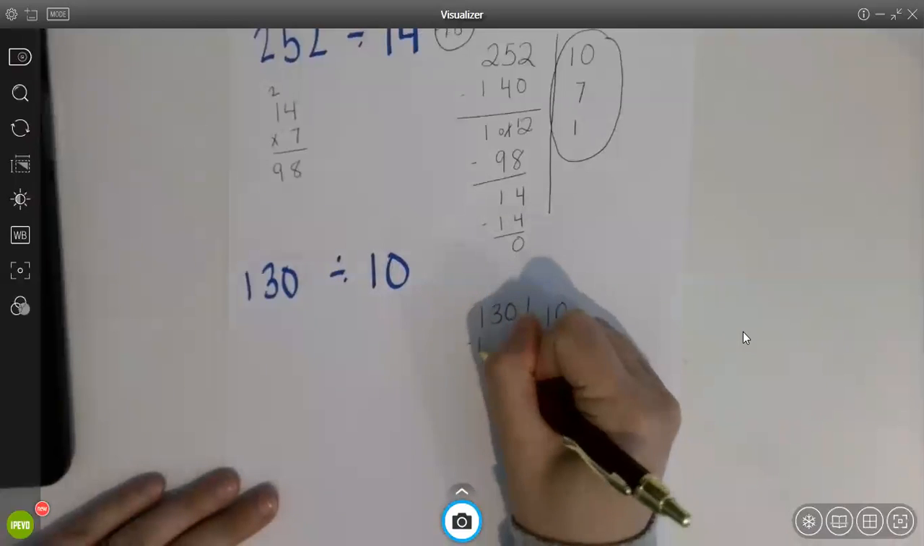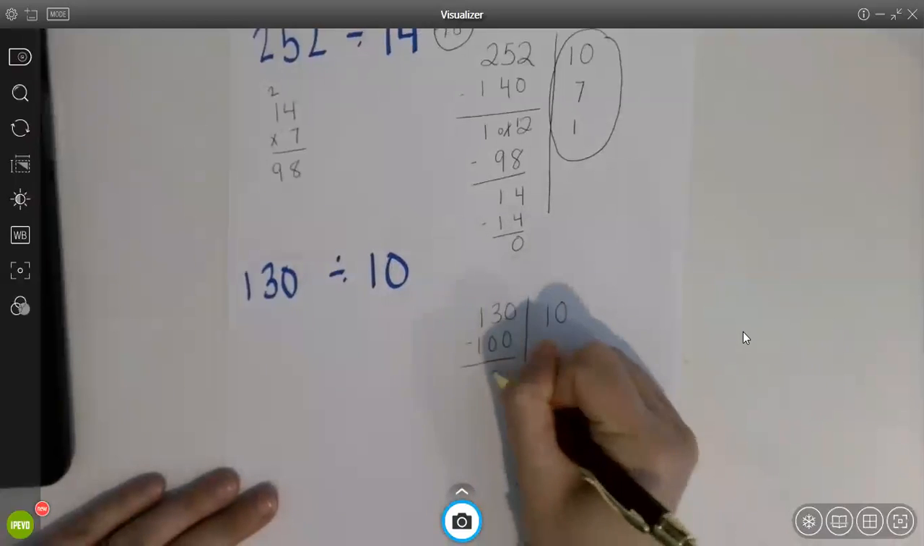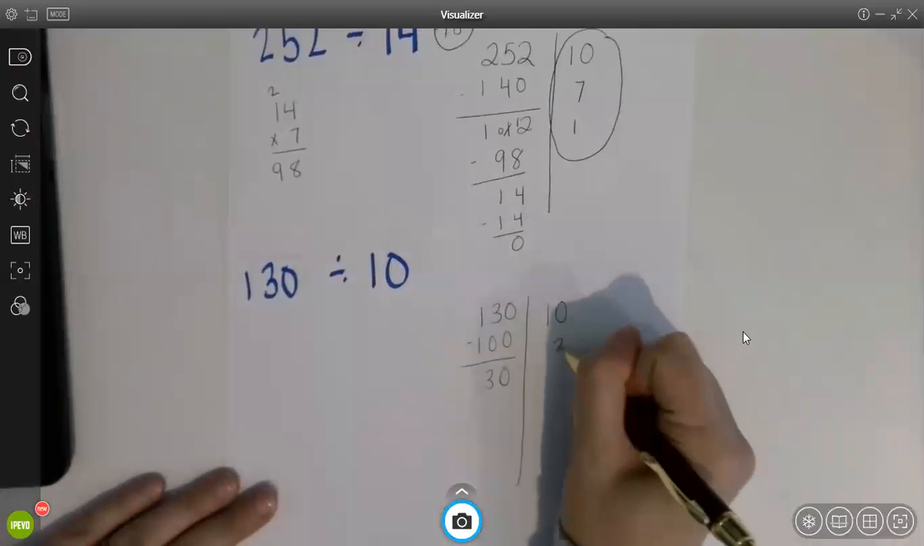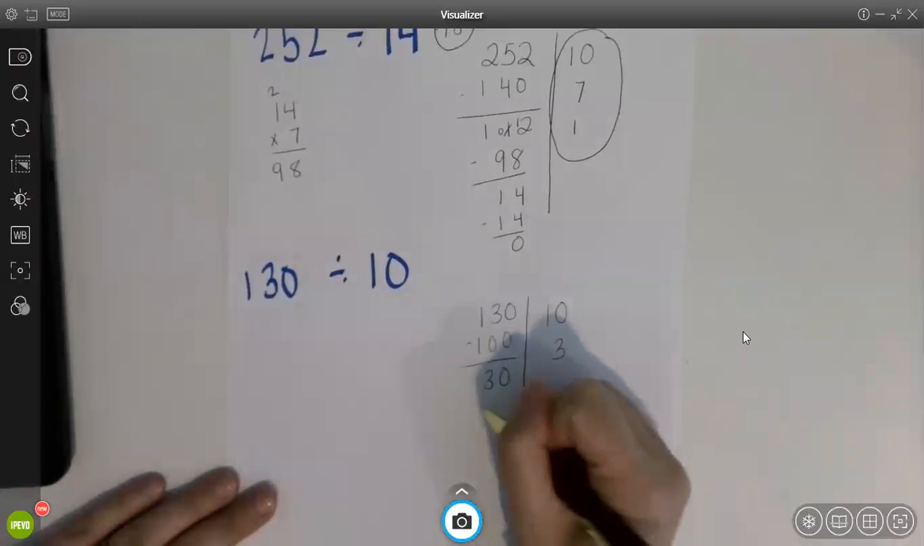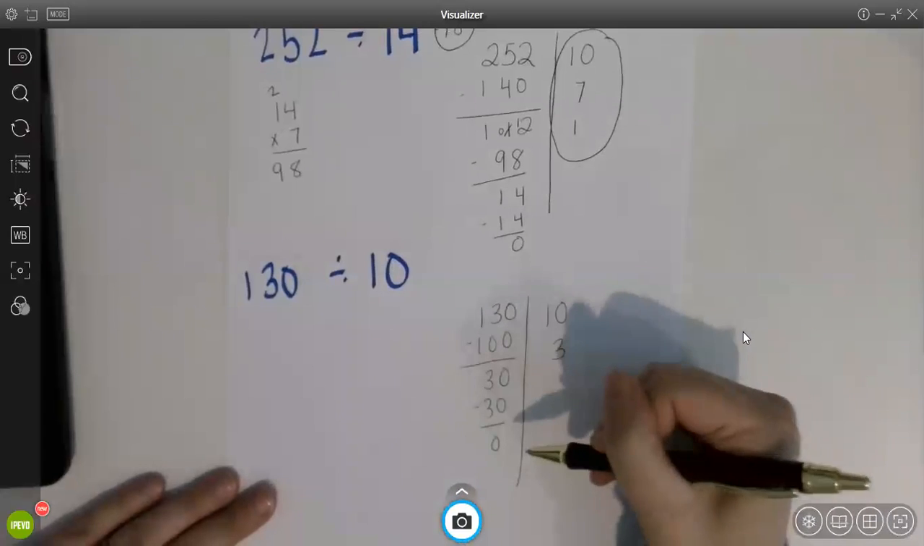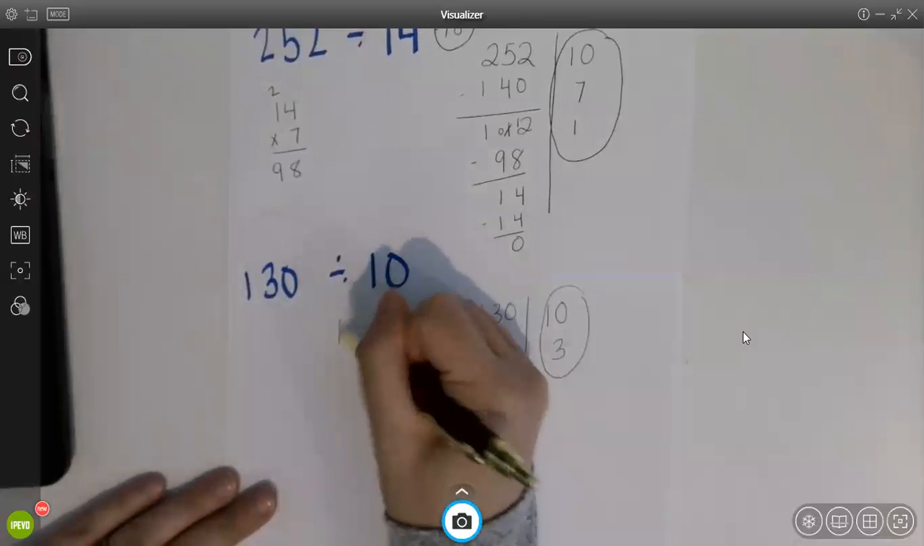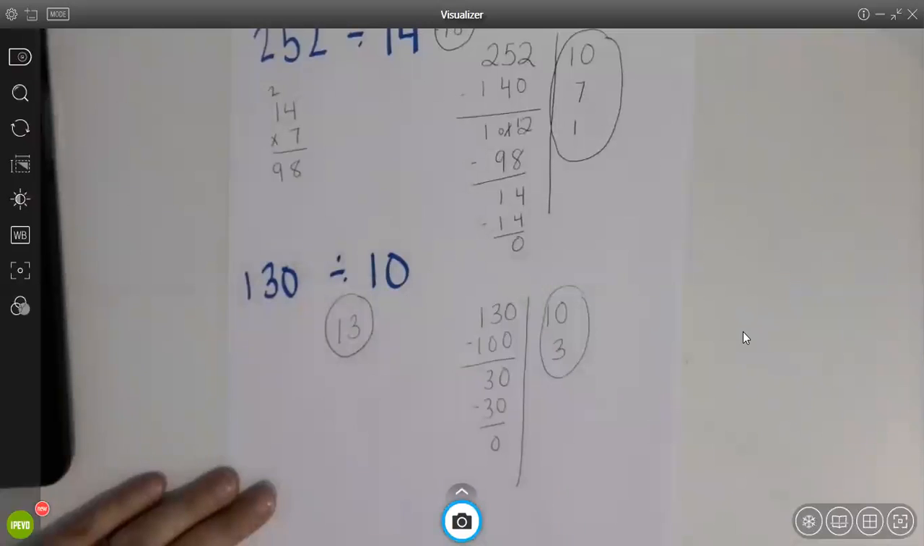10 times 10 is 100, so I'm going to subtract 100, and I'm left with 30. So how many 10s are in 30? 3. 3 times 10 is 30, so I'm going to subtract, and I get to 0, and my answer is whatever was over here. So in this case, 10 and 3 is 13.